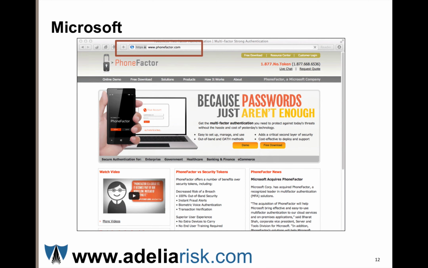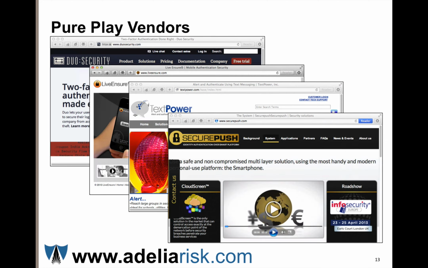Microsoft also entered the two-factor authentication space with their purchase of PhoneFactor. While this is a paid service, they claim to support smartphones, text messages, and voice biometrics. This may be a good choice if you need to offer your customers multiple authentication methods. Also, there are a number of pure-play vendors like Duo Security, LiveEnsure, TextPower, and SecurePush. They all claim to have a different approach to authentication that is better or at least different from the big players like Google and Microsoft.